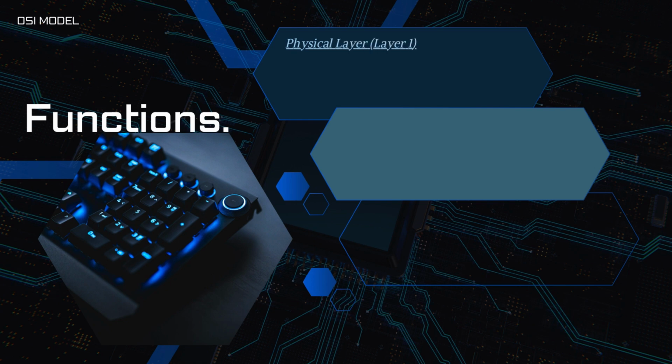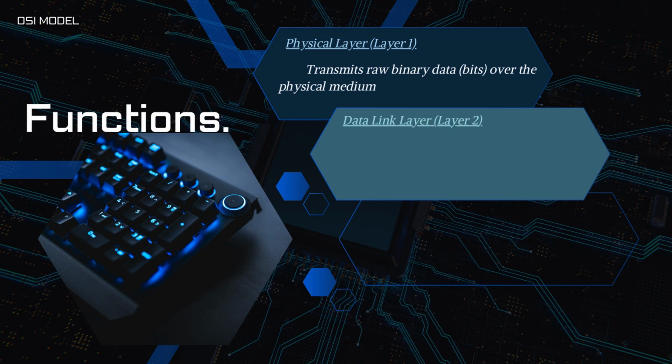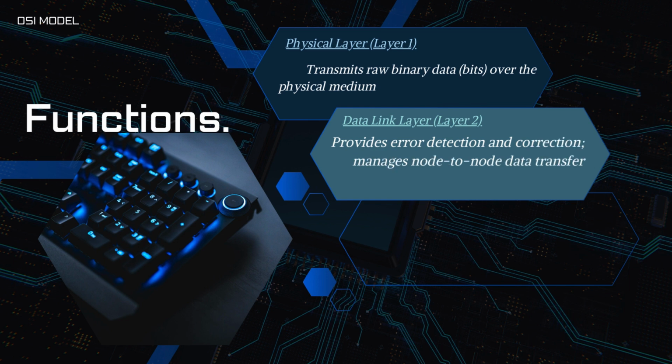Physical layer deals with the physical connection between devices, including cables, switches, and the electrical signals used for transmission. It is responsible for transmitting raw bit streams over a physical medium. Data link layer ensures reliable communication between 2 directly connected nodes. It handles error detection and correction, as well as data framing and addressing.